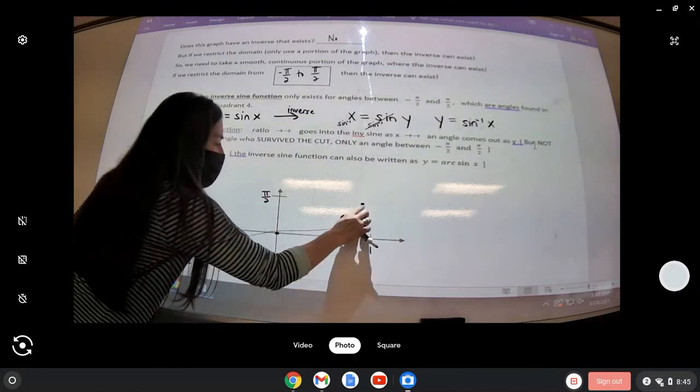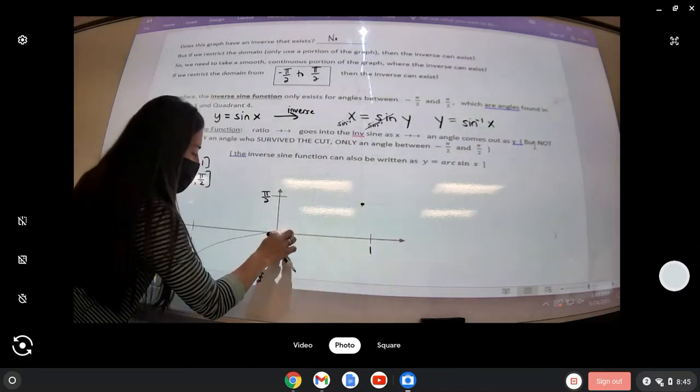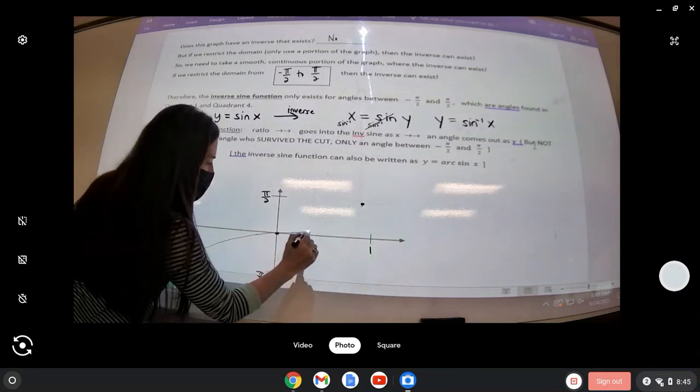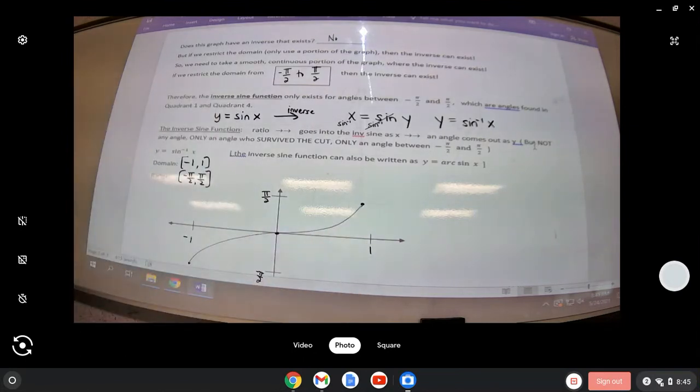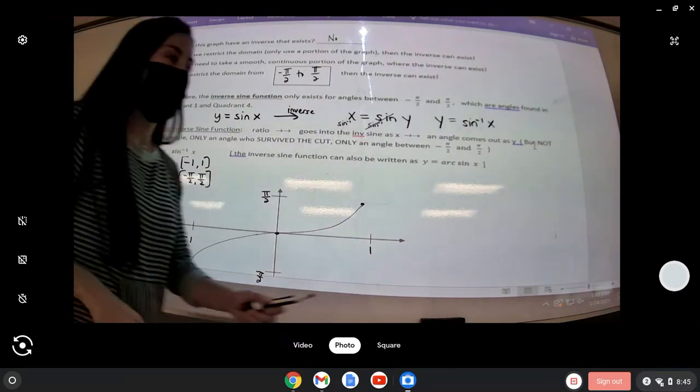Oh, that dot on the right is supposed to be higher. Yeah, I missed it a little bit. Sorry. It's okay. So it looks similar to that.